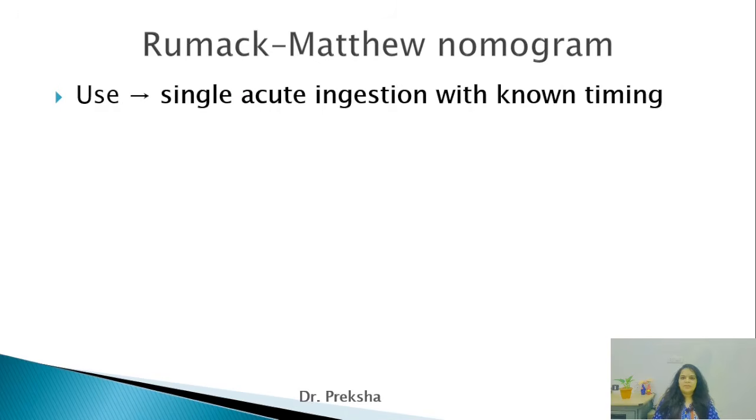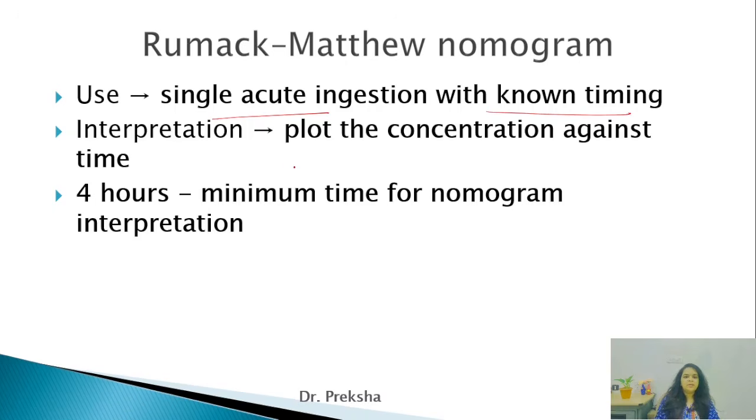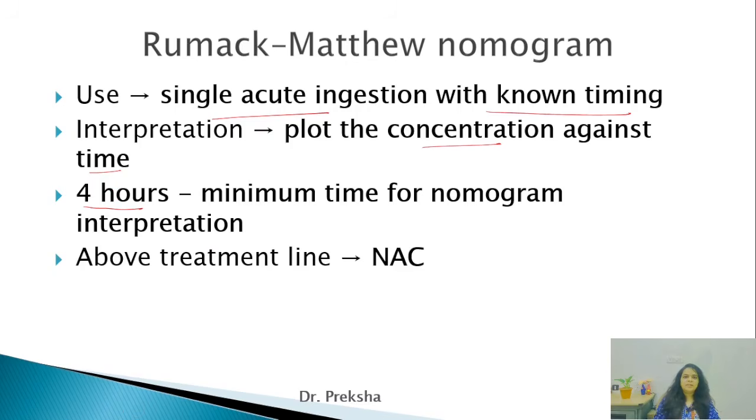So let's revise the Rumack-Matthew nomogram. This is used for single acute ingestion and only in cases where the timing is known. Interpretation you can do by plotting the concentration of paracetamol against the time, and the minimum time for nomogram interpretation is 4 hours. If the serum concentration of paracetamol is above the treatment line, immediately you have to start N-acetylcysteine.